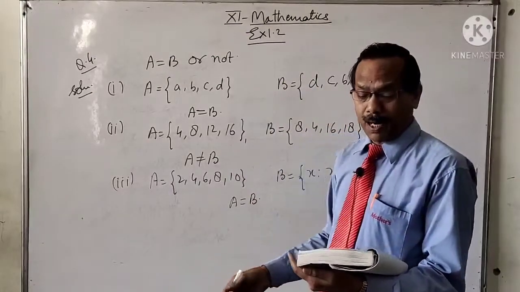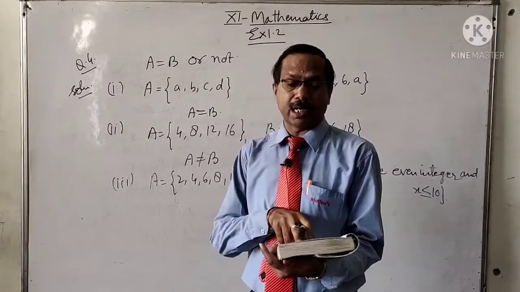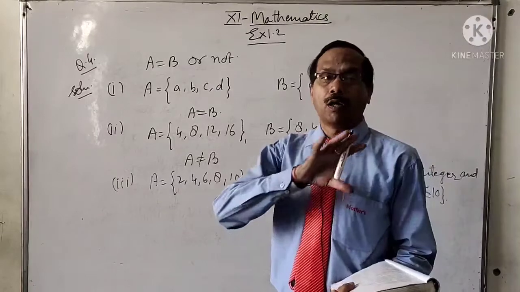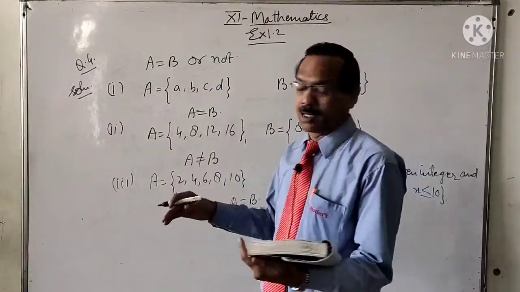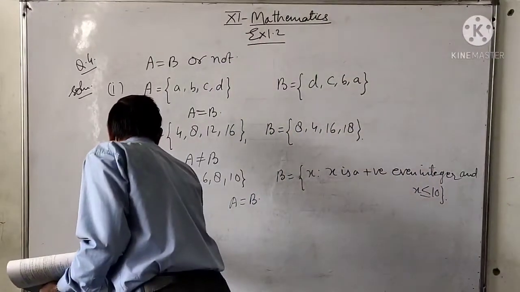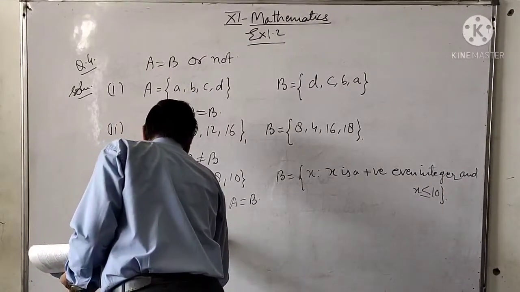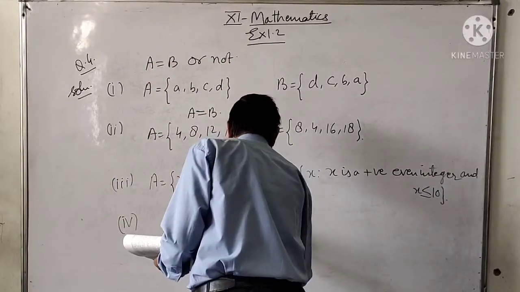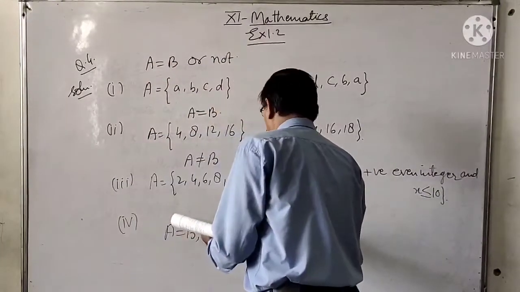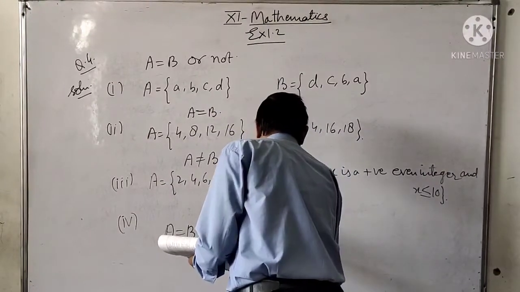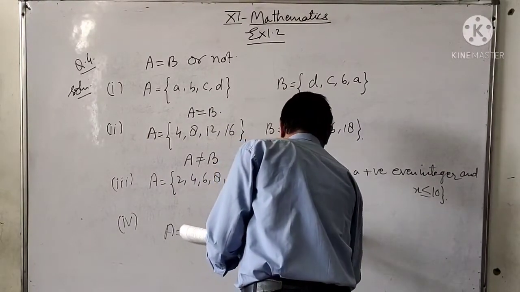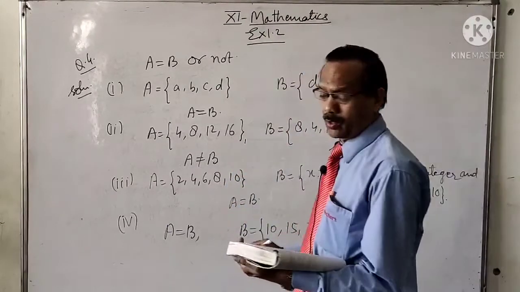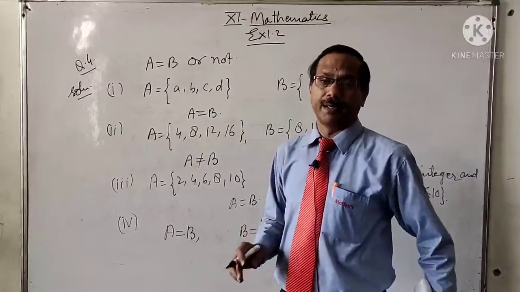Then fourth part, x is a multiple of 10. And in the second set, there are the elements 10, 15, 20, 25 and so on. All the elements are not multiples of 10. So fourth part is A is not equal to B. Since in set B, the elements are not multiples of 10, there are 10, 15, 20, 25 and so on.